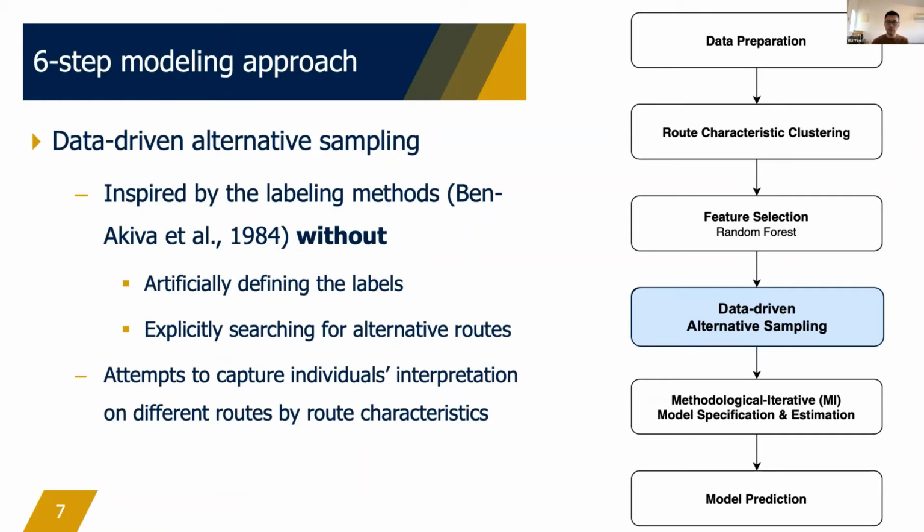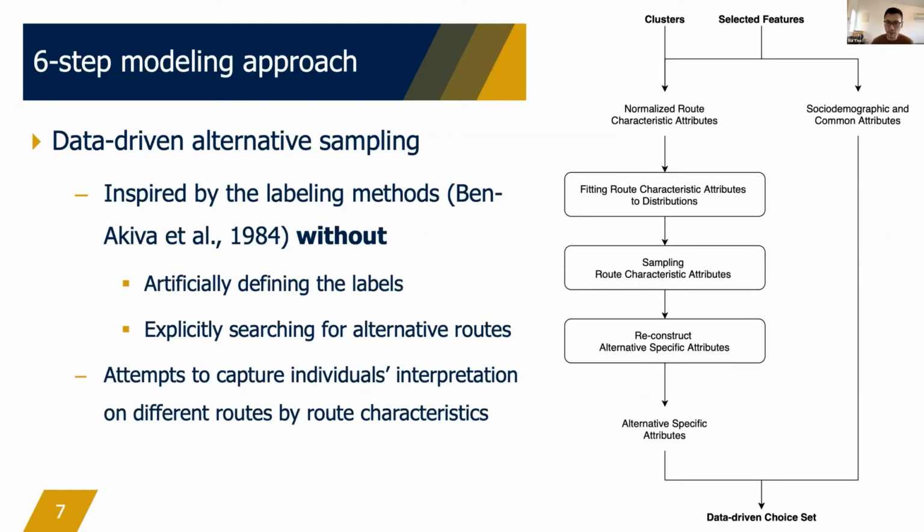Our proposed data-driven alternative sampling approach is inspired by the labeling method. However, our method does not require artificially defining the labels and explicitly searching for alternative routes in the network. Instead, we sample the normalized route characteristic attributes to describe the alternative routes. Our approach tries to capture individuals' interpretation of different routes by differentiating routes with their characteristics rather than the explicit attribute values.